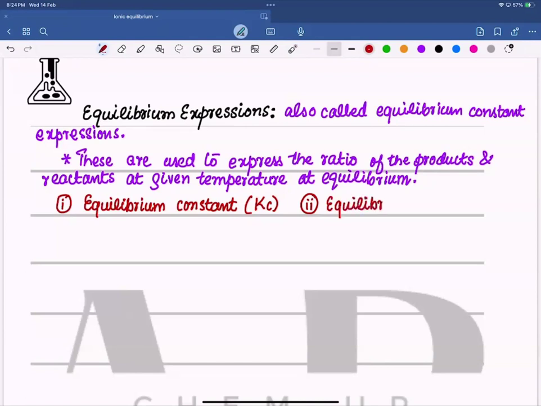Yes, sir. Okay. Now, equilibrium constant Kp.